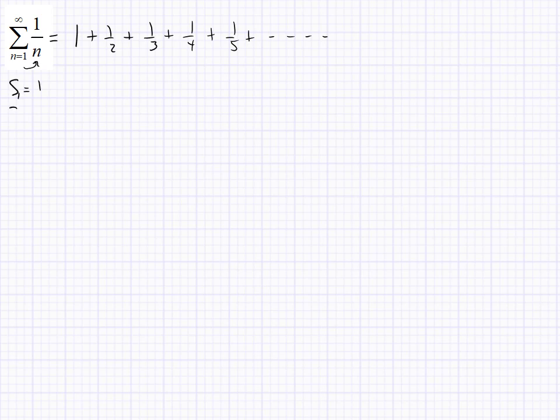No big deal. The second partial sum is 1 plus a half, which, if we added that up, is 3 halves. The third partial sum, 1 plus a half plus a third. So if we added that up, 3 halves plus a third is 6 what? 9, 11 sixths. Does that sound right?